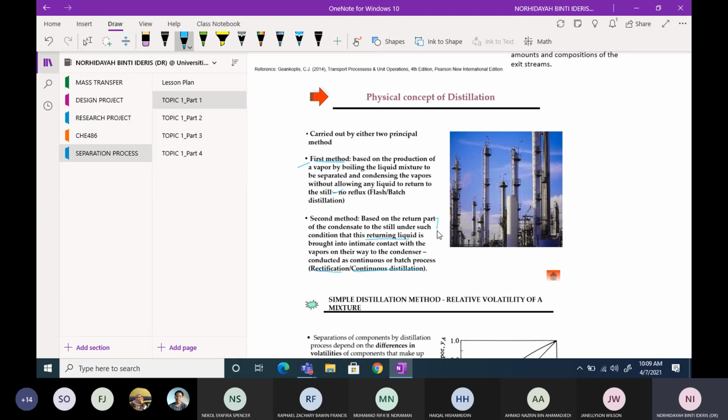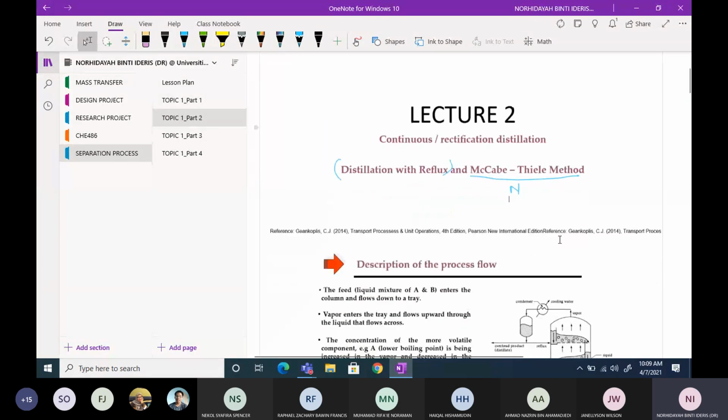This is the official statement, based on the return of part of the condensate to the still, until such a condition that the returning liquid is brought back into contact with the vapor inside the distillation column. So for today, for our syllabus, we're going to focus on this continuous rectification column.